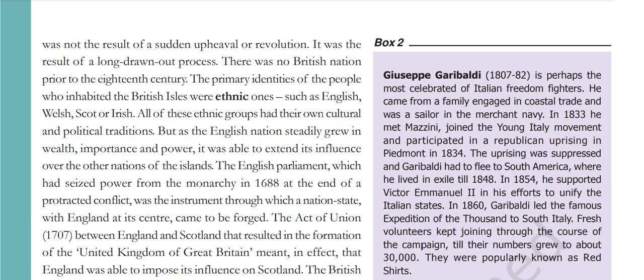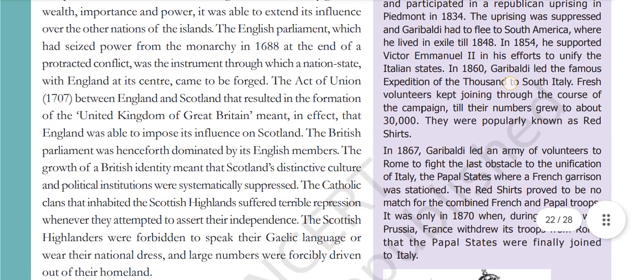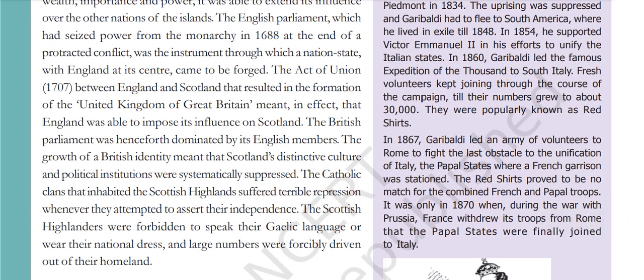The Act of Union 1707 between England and Scotland that resulted in the formation of the United Kingdom of Great Britain meant in effect that England was able to impose its influence on Scotland. The British Parliament was henceforth dominated by its English members. The growth of a British identity meant that Scotland's distinctive culture and political institutions were systematically suppressed.